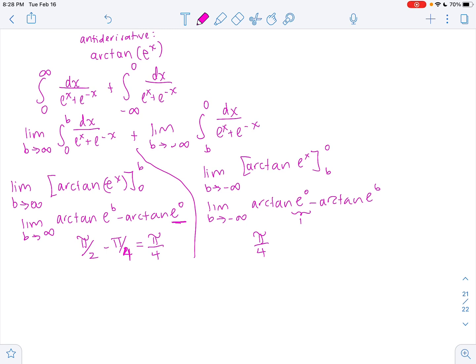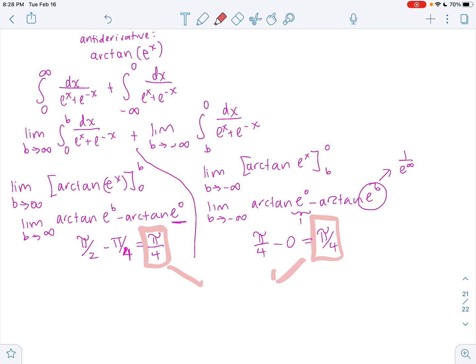And then when I let e to the negative infinity, let's think about this. If e to the negative infinity results in 1 over e to the infinity, then I'm going to get a really small number, which as a limit approaches 0. So what is arctangent of 0? Think of the arctangent function. It passes through the origin, therefore it's 0. And this integral results in a finite value of pi over 4. The other one resulted in a finite value of pi over 4.